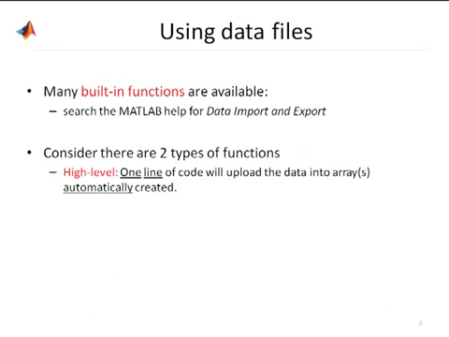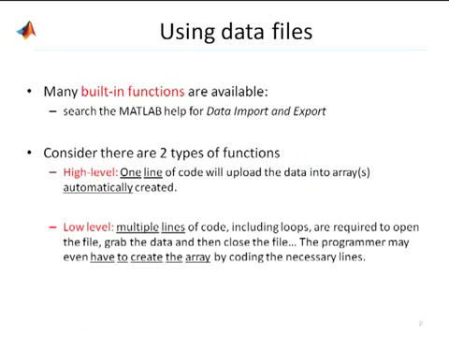On the opposite side, there's something called low level. Multiple lines of code, multiple functions need to be used, possibly even loops. There's just so much more to do with low-level functions. The programmer may even have to create the array by coding the necessary line. So it is called low level because there's more work to do.